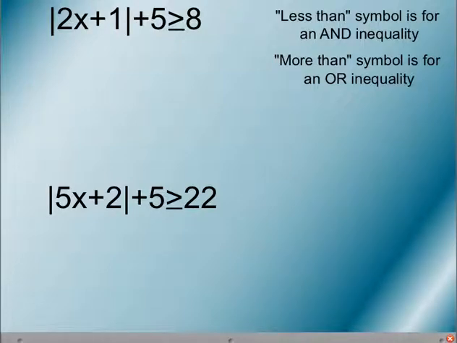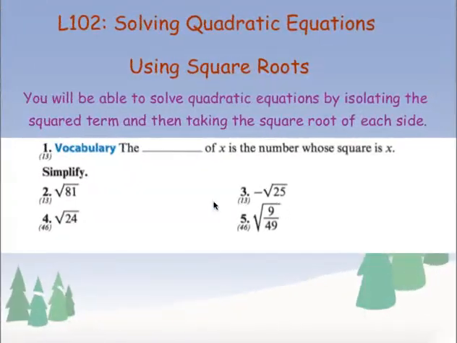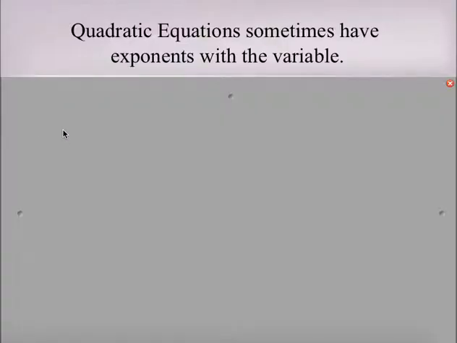All right, now let's do lesson 102 as well. So lesson 102 is about solving quadratic equations using square roots. This comes up in the book previous to ours, and it's really a very simple way to solve these quadratics. We're going to use this in a later lesson here when we're combining it with some factoring. So quadratic equations sometimes have an exponent with a variable, actually always, and that exponent is 2. That's how we know it's a quadratic.